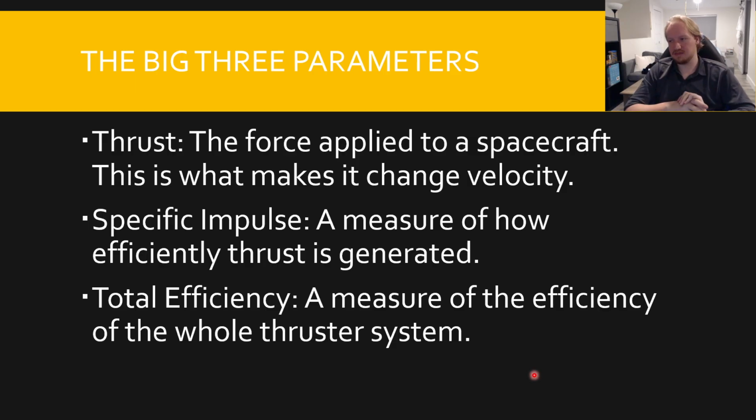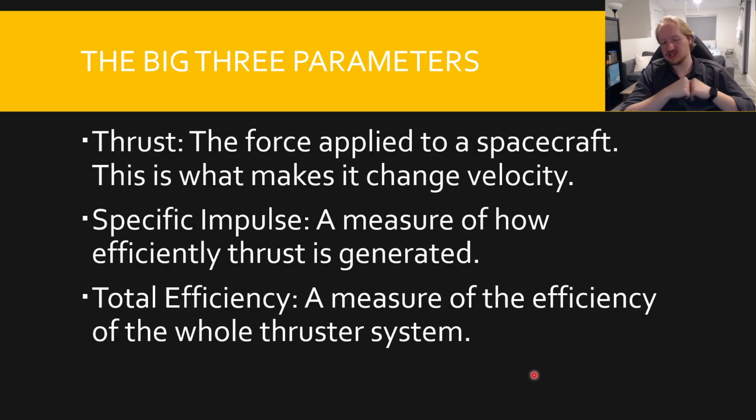Next is the specific impulse. This has a very strange unit of seconds, and it is a measure of how efficiently thrust is generated. Specifically, how much thrust you get per mass of fuel used. It's a little bit unintuitive. We will go much deeper into impulse and specific impulse in the second lecture. But what you need to know is that a higher impulse means that your thruster is going to be generally more efficient.